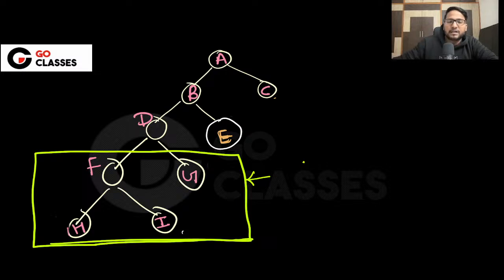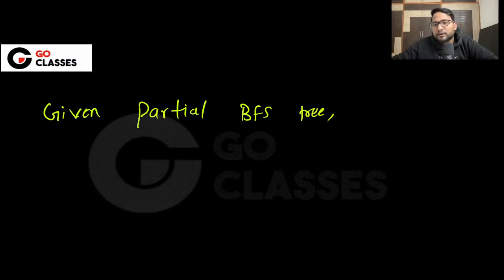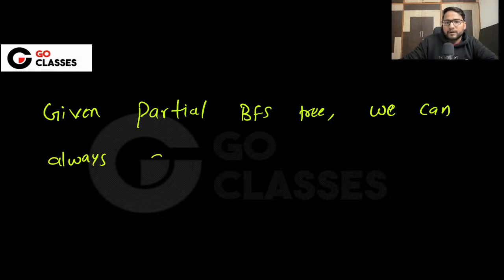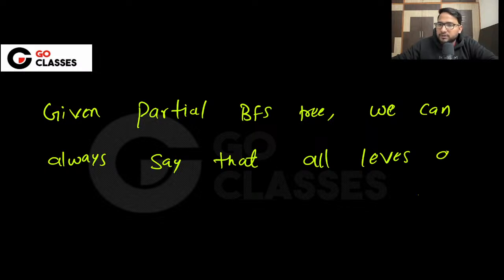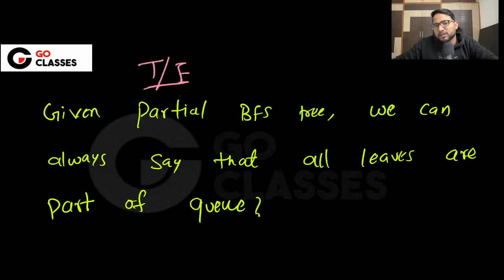So basically, if I just write something like this: given a partial BFS tree, we can always say that all leaves are part of Q. Is this true? If I ask you true or false, then you will say it is false, right? It is false.